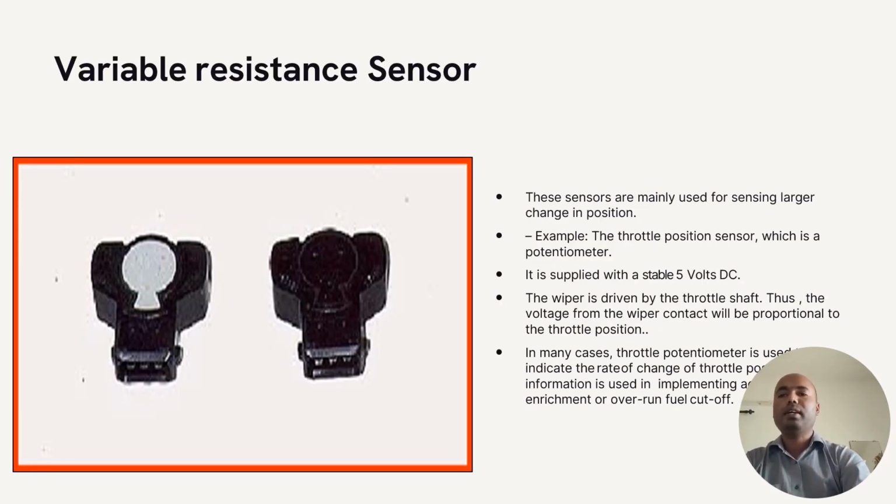So I'm just showing here this variable resistance sensor. It is one type of VR sensor, otherwise called a potentiometer. This potentiometer is used for varying resistance. If the resistance value is varied, accordingly the output also varies. These sensors are mainly used for sensing large changes in position.